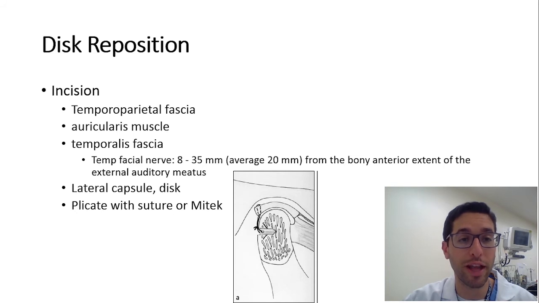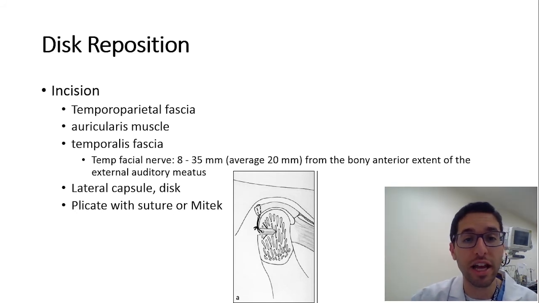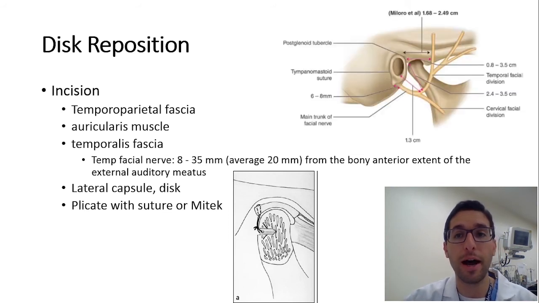Eventually you get down to the lateral capsule. You're going to cut through the capsule, find the disc, and then you're going to plicate the disc like we said, or use a Mitek suture.